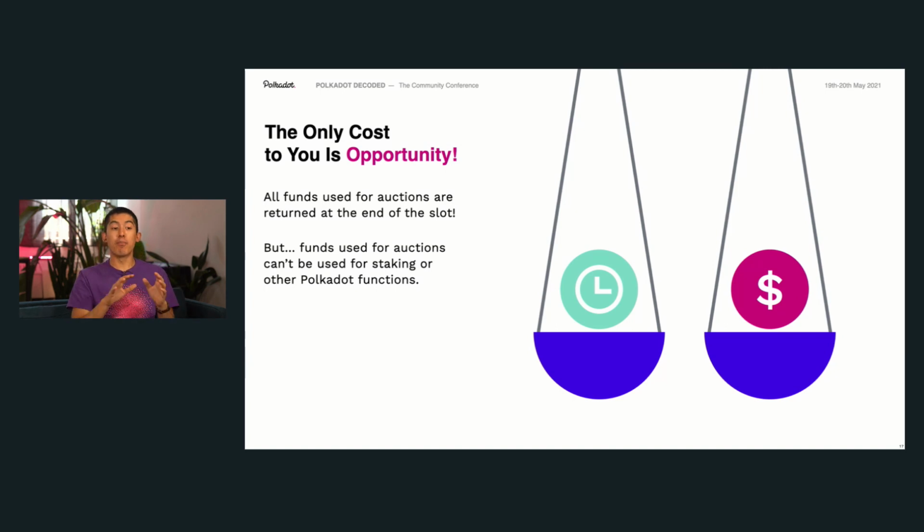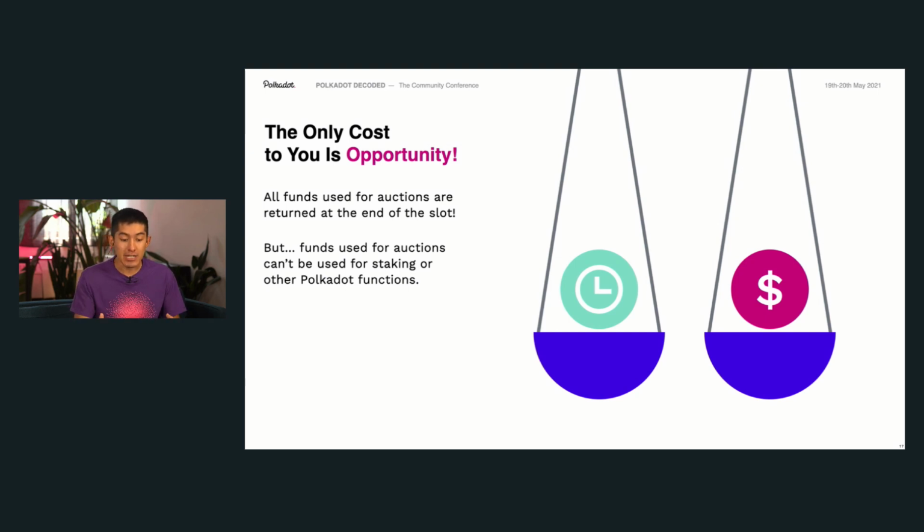So it's also very important to note that when you bid in an auction, you use dots, but you're not actually spending those dots to win an auction. You just lock them up for the duration of a slot, which means that when the slot is over and your parachain is off boards or wants to continue later, you get all of your tokens back. So when tokens are locked up, you can't do things like staking or voting or transfer or anything like that.